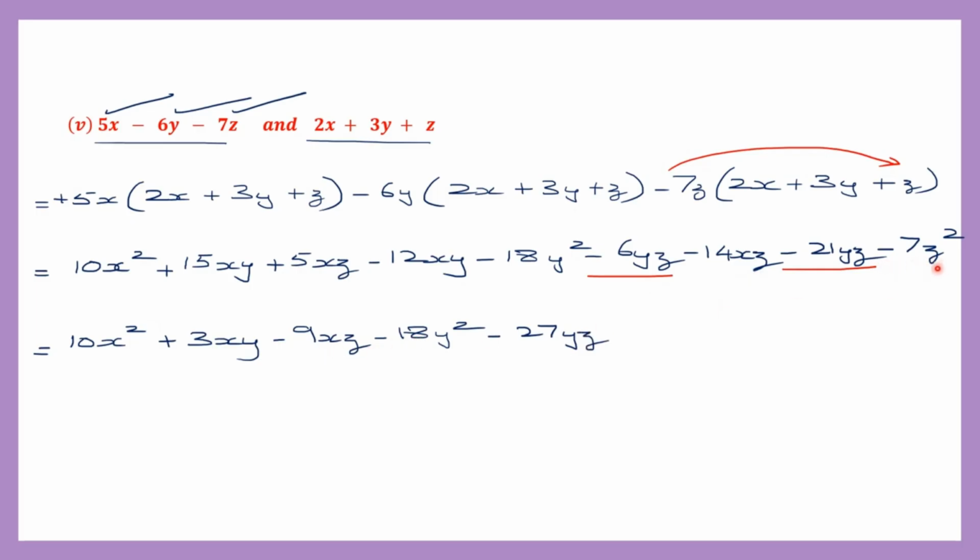Now the last one is minus 7z square. Minus 7z square. So can you see we have our answer ready here? Let's read out our full answer. 10x square plus 3xy minus 9xz minus 18y square minus 27yz minus 7z square.